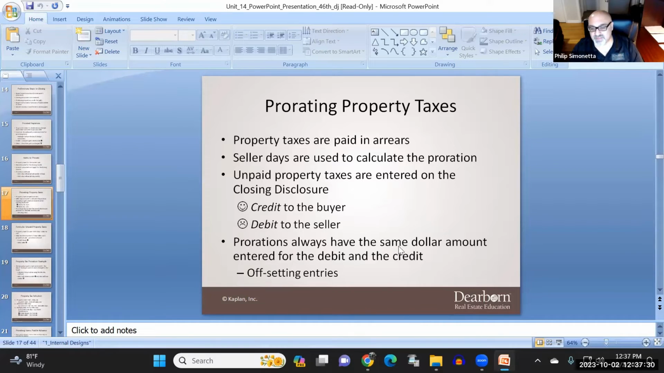Prorations always have the same dollar amount. That's what we were just talking about. If it's $1,300, it's $1,300. It's always the same number. It offsets. Debit and credit have to offset each other. Okay.